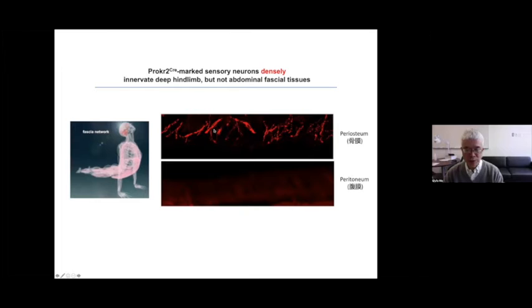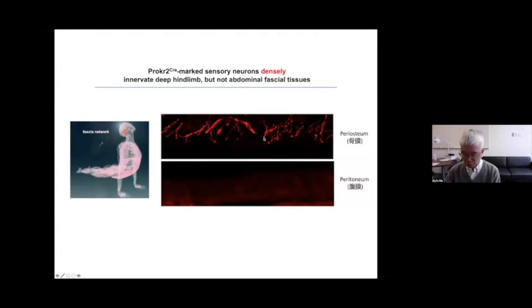For example, in the limb region, they densely innervate the bone periosteum, joint ligaments, plantar fascia, and virtually almost all of the fascia tissue within the limb region. But they do not innervate fascia in the abdominal region, like the peritoneum, or most of the abdominal muscle; those are very rarely innervated. So this shows enrichment in the limb, enriched innervation of the limb fascia, and no innervation of the skin epidermis.